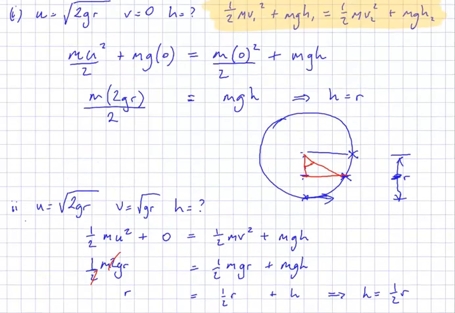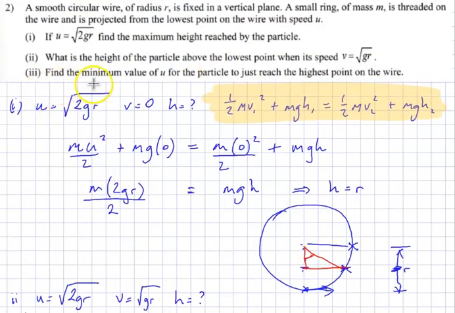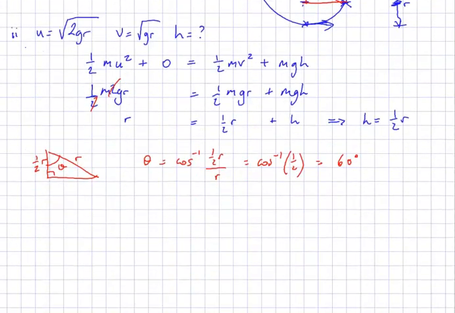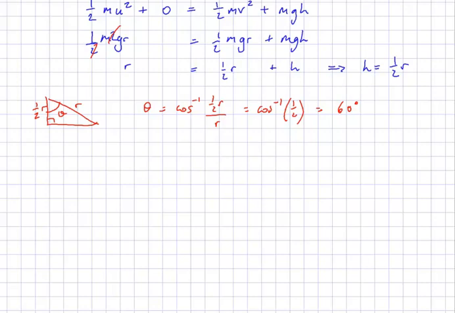Now, the last bit is where it gets a little bit more interesting, because now find the minimum value of u. So how fast must we fire it initially such that it will just reach the highest point on the wire? So it will just get over the circular track and then come back down the other side. That's the question effectively. So we need to appreciate that at that highest point, v equals 0. It just momentarily has no velocity. It just has enough, it'll go over the other side.